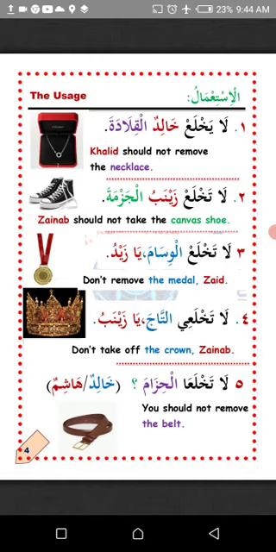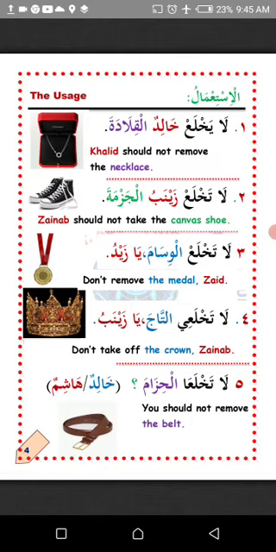Ithnan, number 2. لا تخلى زينب الجزمة. Zainab should not remove the canvas shoe. I repeat. لا تخلى زينب الجزمة. So Zainab should not remove the canvas shoe. Remember al-jazma, canvas shoe. But al-hizam means belt.